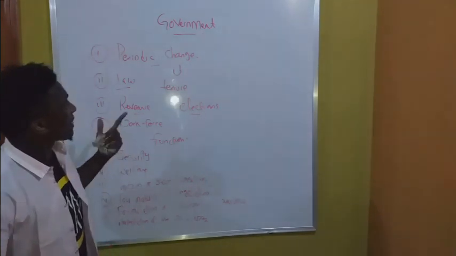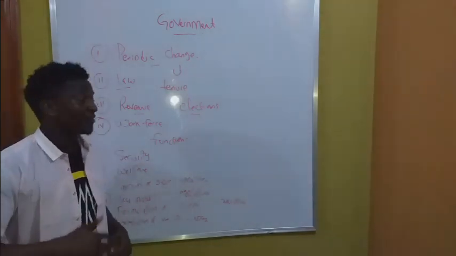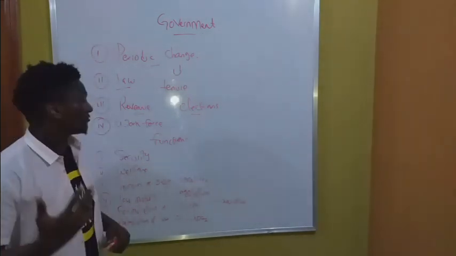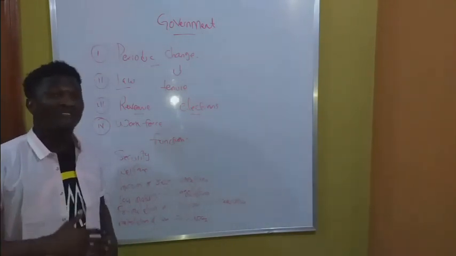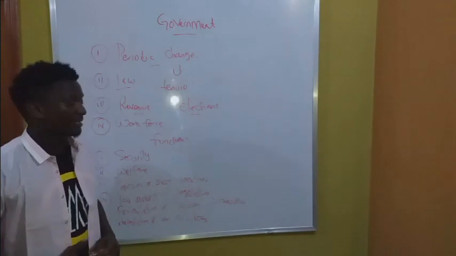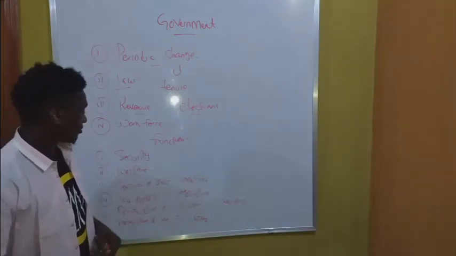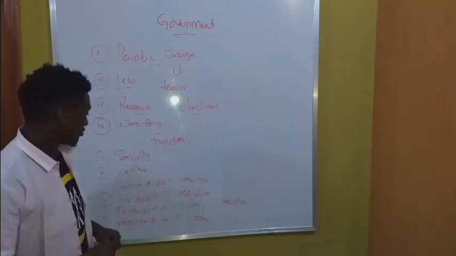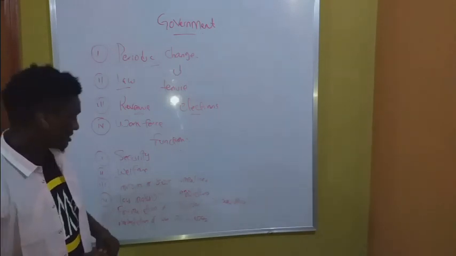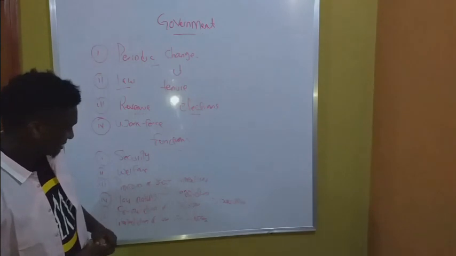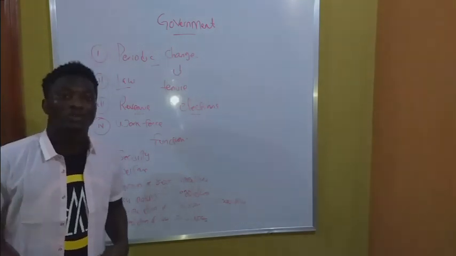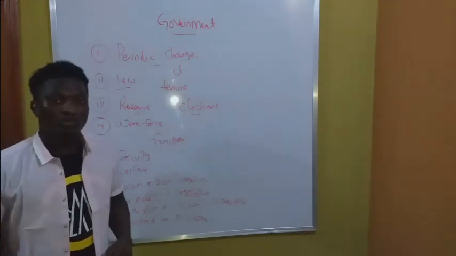Under the attributes of government, we have periodic change, we have law, we have revenue, we have workforce, we have legitimacy, and under the functions of government, we have security, welfare, provision of basic social amenities, lawmaking, formulation of policies, and interpretation of laws. Please do consult your textbook.